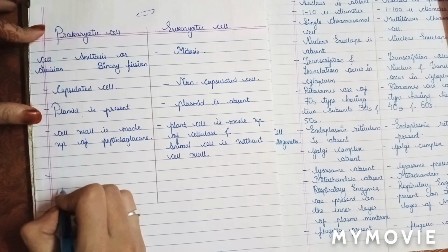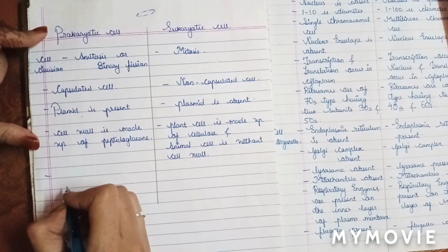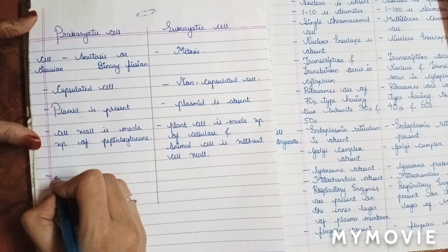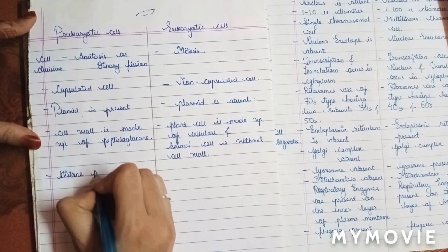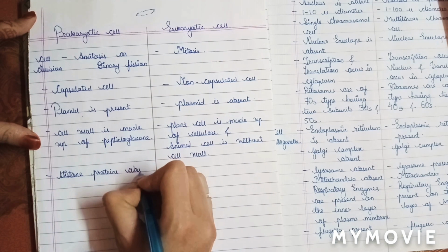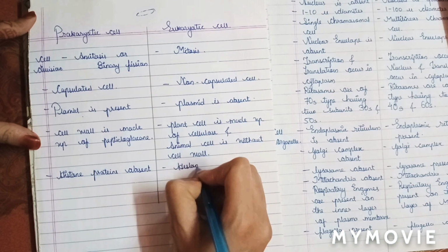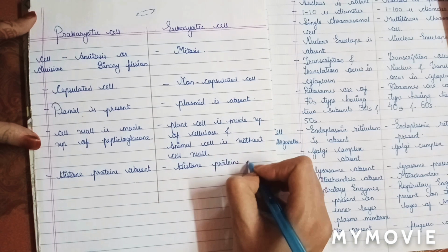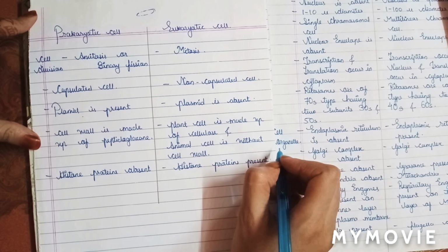Now about the histone proteins. In case of prokaryotic cell, histone proteins are absent, and in case of eukaryotes, histone proteins are present. So this was the difference between prokaryotic cell and eukaryotic cell.